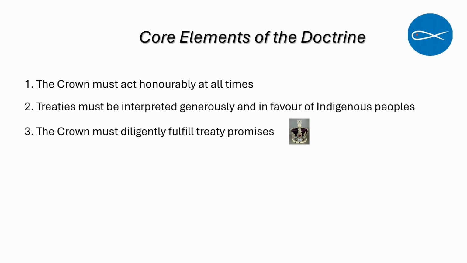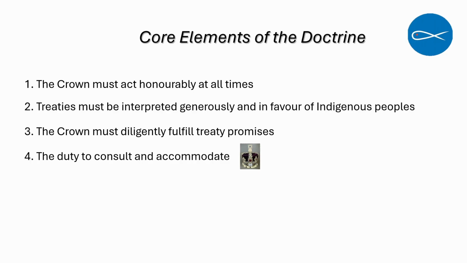Number 3, the Crown must diligently fulfill treaty promises. Once the Crown makes a treaty promise, it must implement it, not delay, not frustrate the purpose of the treaty, but fulfill it diligently. Number 4, the duty to consult and accommodate. When the Crown contemplates actions that might affect Indigenous rights, the honor of the Crown requires meaningful consultation, and the Crown must then make accommodations where appropriate.